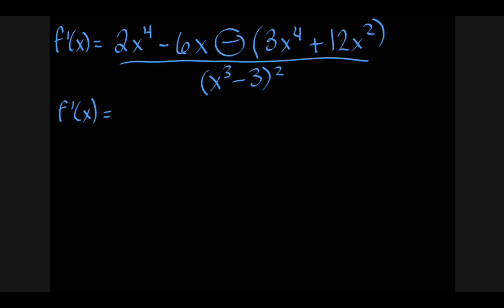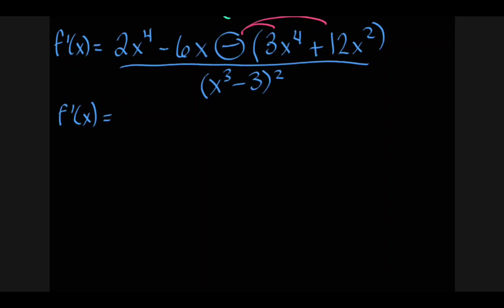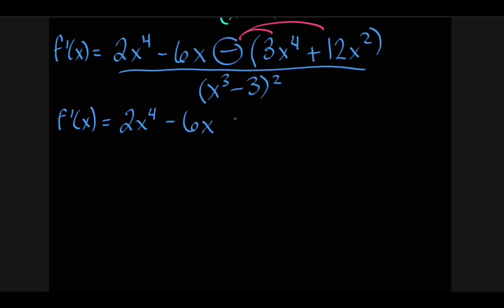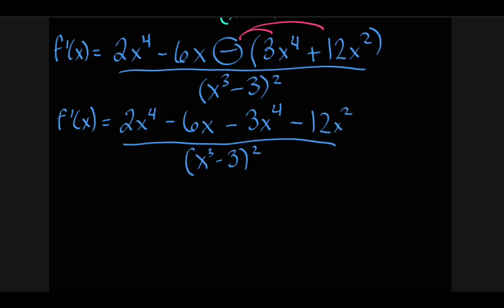Next, I'm going to carry this negative in to everybody. And so that's going to change the sign of every term within there. So when we carry that negative in, we get negative 3x to the 4th minus 12x squared. Carry down your denominator. The next step is to try to simplify anything we can within this numerator here on the top of the fraction.